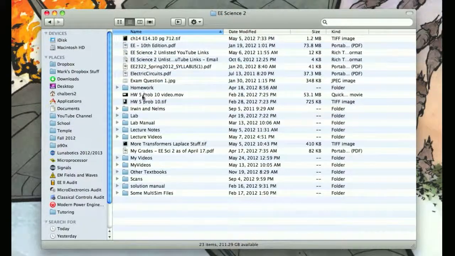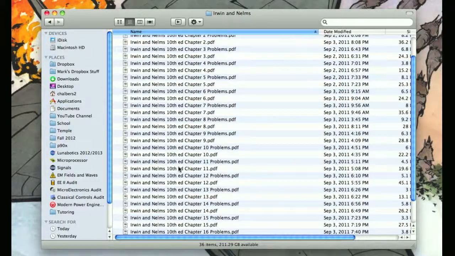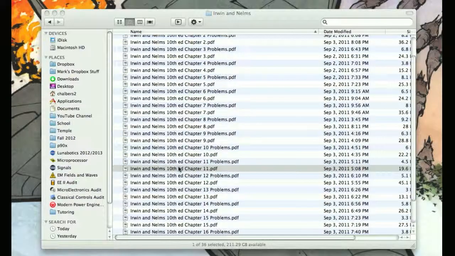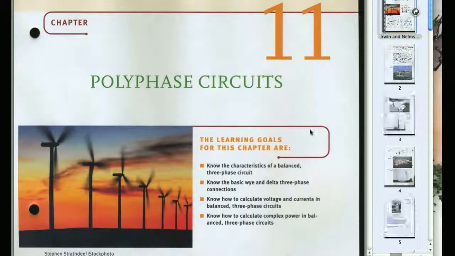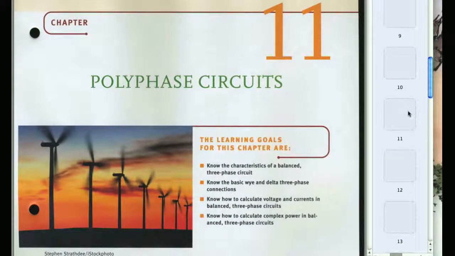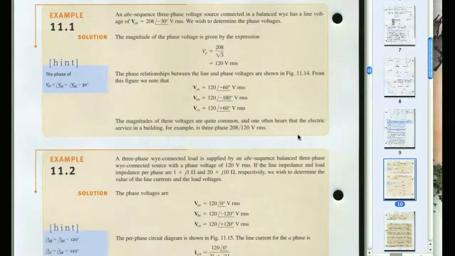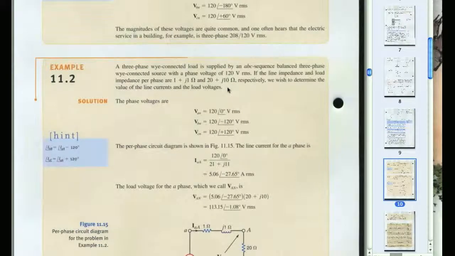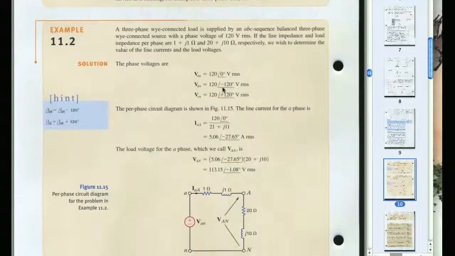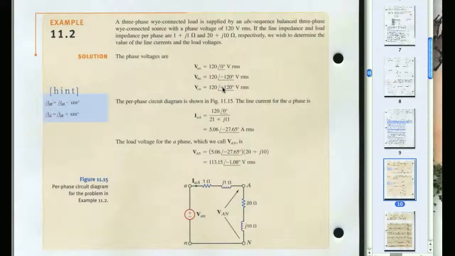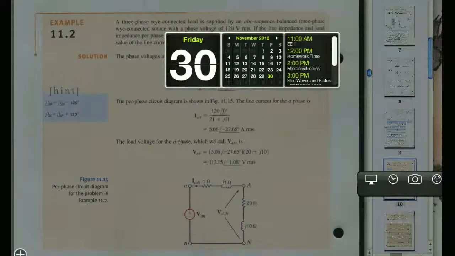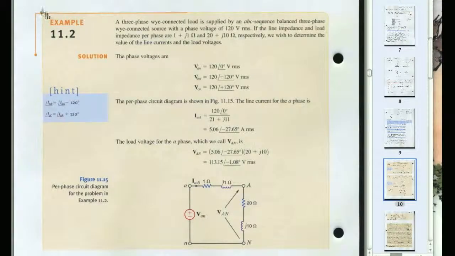Okay, so they tell you there's a 3-phase Y-connected load that's being supplied by a 3-phase Y-connected source. And they're telling you the phase voltage is 120 volts RMS. They give you line impedances and load impedances, and they want you to find the value of the line current and the load voltages. What a mouthful. So this is a little bit more of a straightforward one. We'll do a little bit more of a complicated one after that.